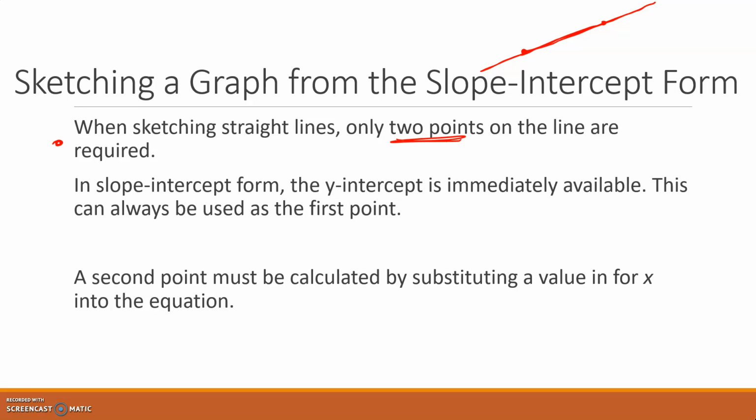Now, let's also remind ourselves that when we're in slope-intercept form, the y-intercept is immediately available to us because of the c value. So whatever c is equal to, that gives us a point straight away because we can draw in the y-intercept. So this can always be used as the first of those 2 points we need. Then the next thing we need to remember is that a second point can always be generated if we substitute a value in for x into the equation. So let's take a look at an example.